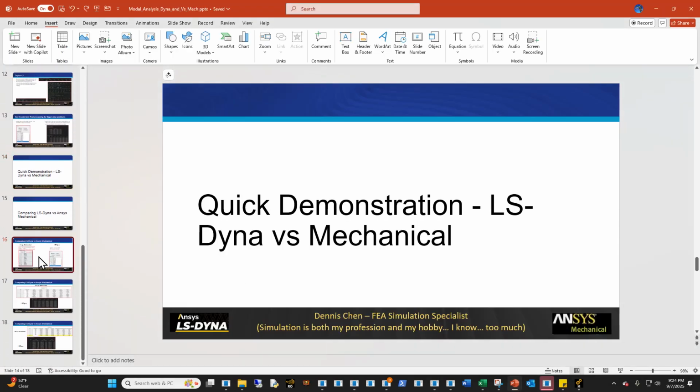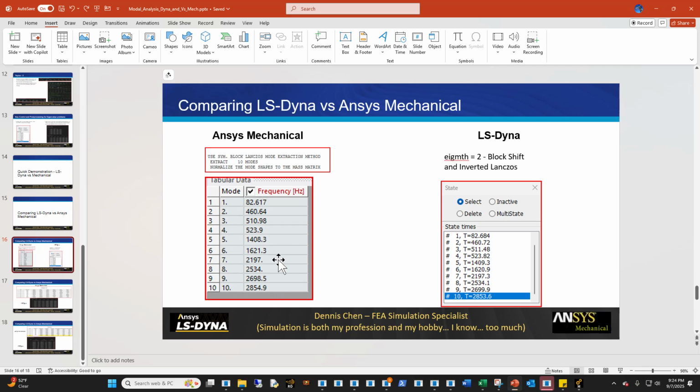So if you want to do a quick comparison, right? These are my Mechanical natural frequencies. This is the natural frequency for Dyna, almost one to one the same thing. There are slight differences, which I actually think, now that I think about it, might be because I'm using different element formulations between different programs, different codes. That might be the reason.